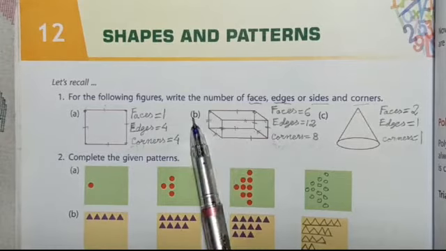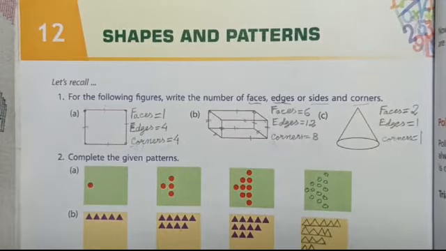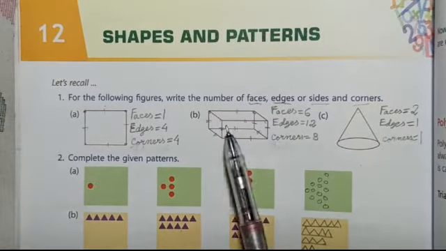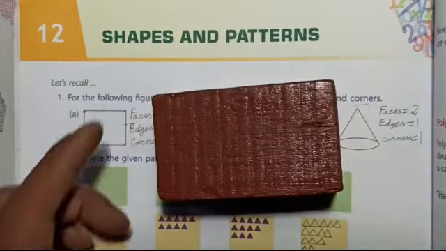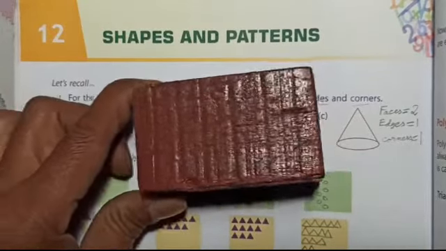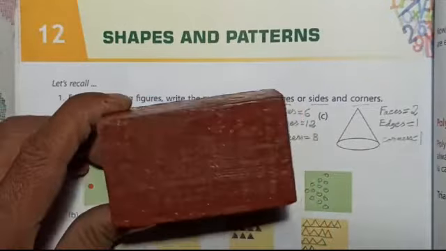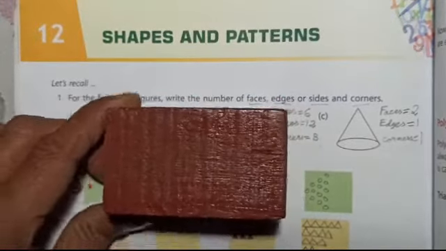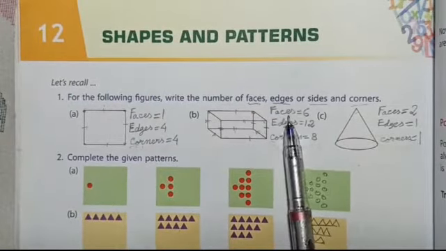And B. In this shape, now we have to write down the number of faces. This given shape is called a cuboid. In this cuboid, there are four side faces, 1, 2, 3, 4, and top and bottom. So there are six faces. For this figure, the number of faces is six.